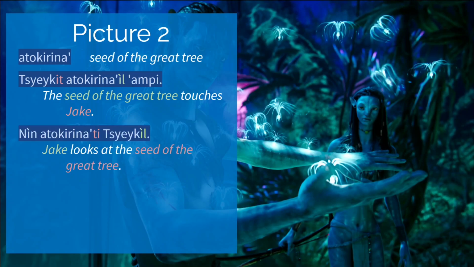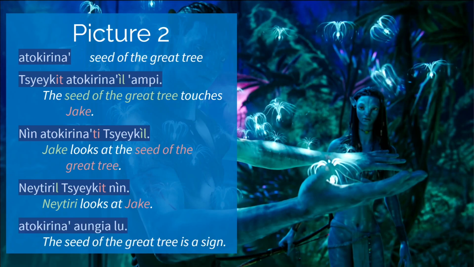Nin Atokirina ti Tsiekil. Jake looks at the seed of the great tree, so Jake looks at the Atokirina. Neytiril Tsiekit nin. Neytiri looks at Jake. Actually, she looks at the Atokirina, but let's pretend that sentence is correct. Atokirina aungia zu. The seed of the great tree is a sign Daewa from Ewa.